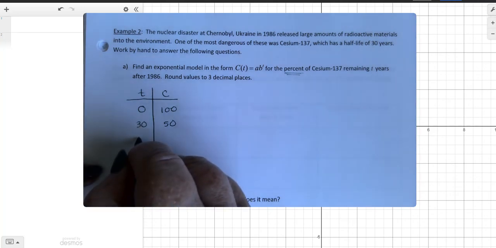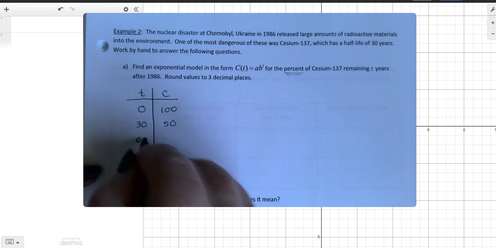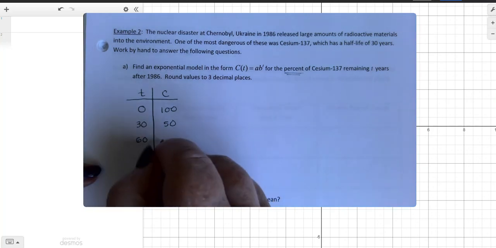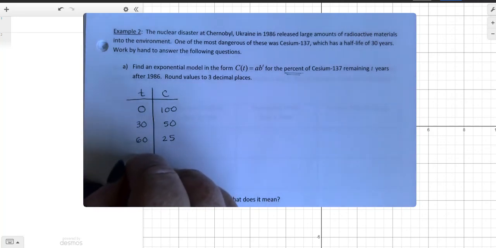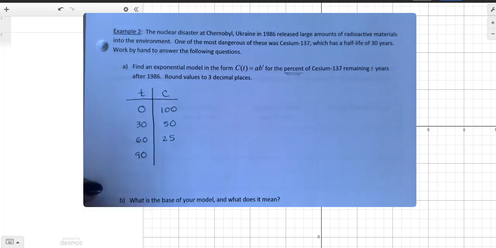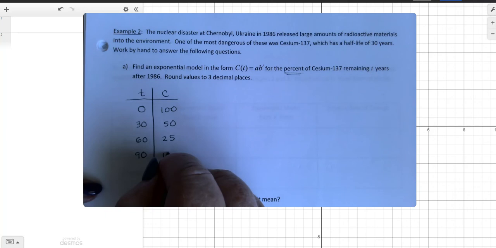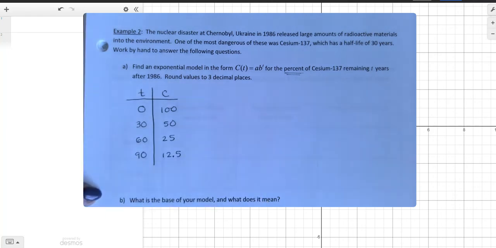And let's just do a couple more for practice. Another half-life, so 30 more years would bring us to 60. And that would be cut in half again, down to 25%. And let's go one more half-life. 30 more years brings us to 90. And again, that would be cut in half again, 12.5. You could keep on going as long as you wanted to for that, but that's actually more than enough.